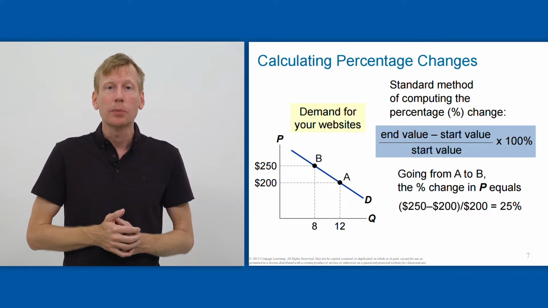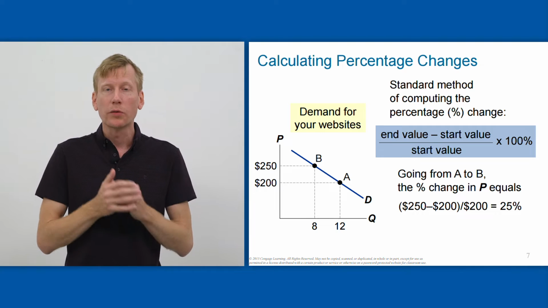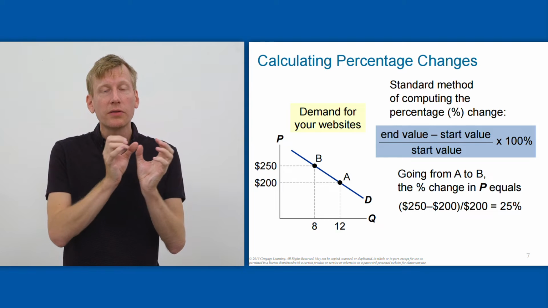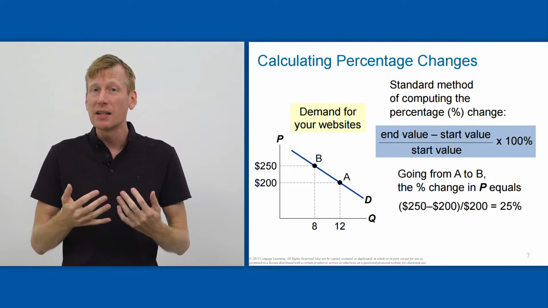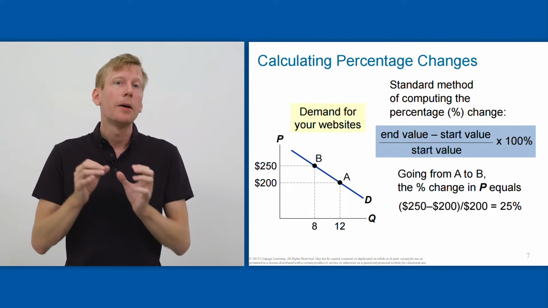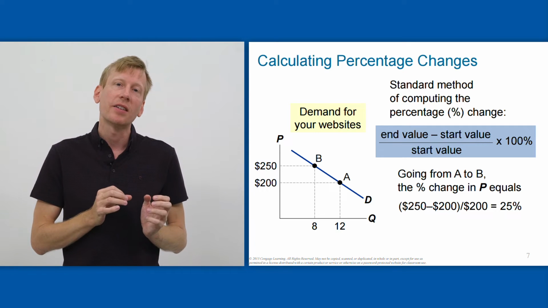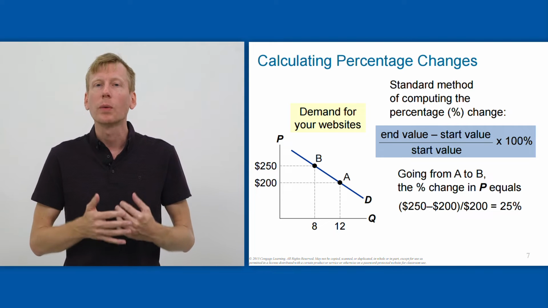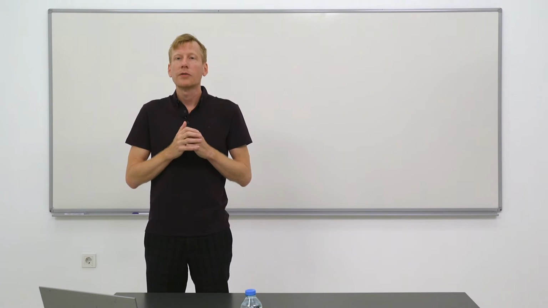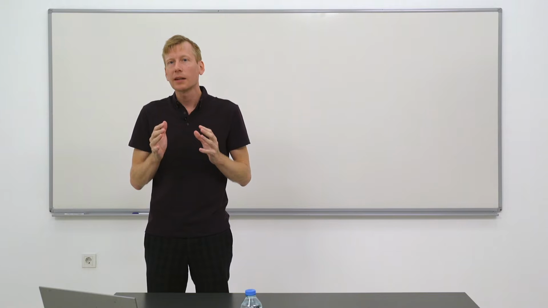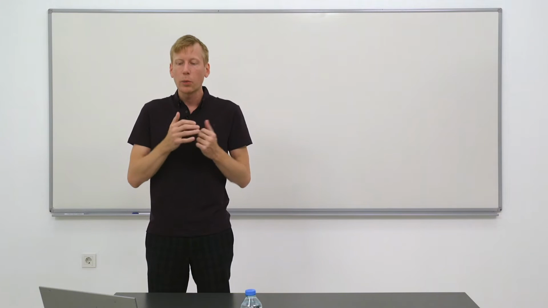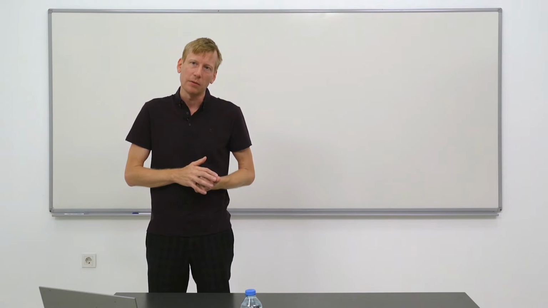So as we move from point A to point B in price, we would go from 200 to 250. So our change would be 250 minus 200, and our percentage change would be 250 minus 200 divided by the starting value of 200, giving us a percentage change in the price of 25%. Now, unfortunately, if we use this method for calculating the percentage change in the price, it does matter which we determine to be our starting value and which we determine to be our ending value.